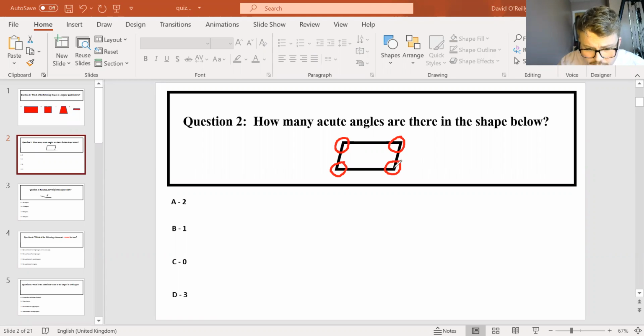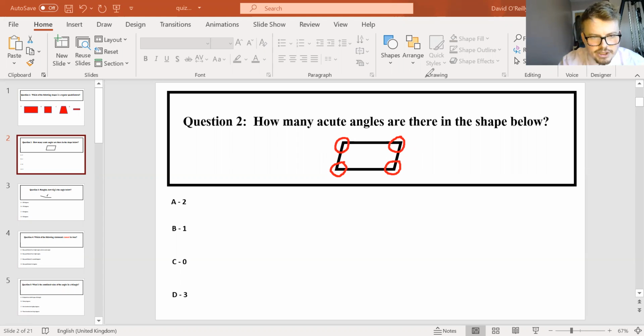So we can see this angle here. This looks like it's slightly more than 90 degrees, doesn't it? I remember 90 degrees is where it meets perpendicular to the base, and it looks like it's slightly more, okay? So this is an obtuse angle. This one's an acute angle. You can see it's slightly less than 90 degrees. And this opposite angle would also be an acute angle. So these two are acute angles, and these two are obtuse angles. So there's 2 acute angles. So the answer is A.